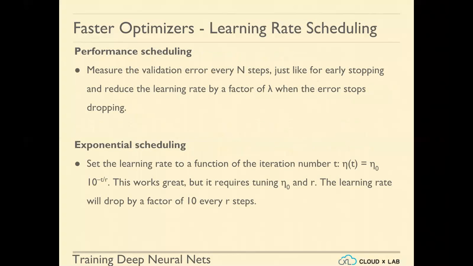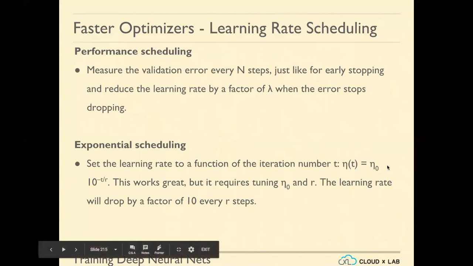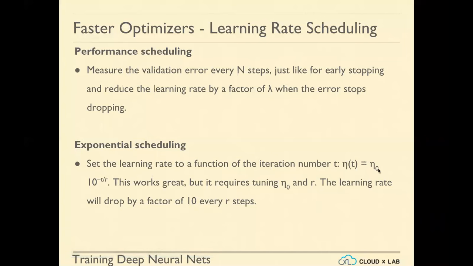The second strategy is to measure the validation error every n steps, just like for early stopping, and reduce the learning rate by a factor of lambda when the error stops dropping. Exactly the one which we are doing in a discrete way, we have represented it like this. So we divide it by 10 based on number of steps. This works great, but requires tuning of both the initial value and the number of steps.